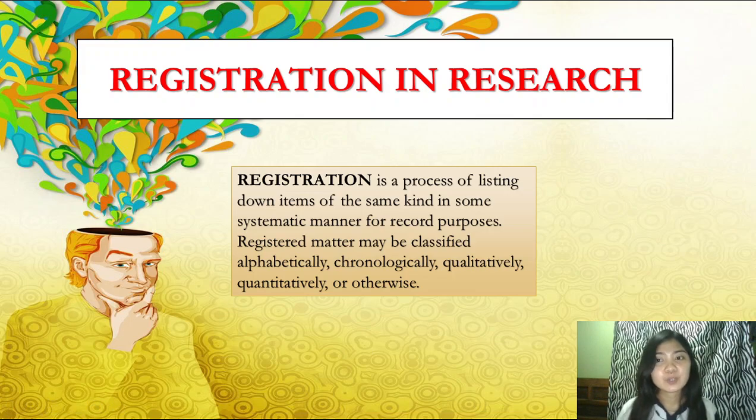And now let's proceed to registration in research. Registration is a process of listing down items of the same kind in some systematic manner for record purposes. Registered matter may be classified alphabetically, chronologically, qualitatively, quantitatively, or otherwise. Registration provides opportunities for collaboration and it reduces duplication of research efforts.